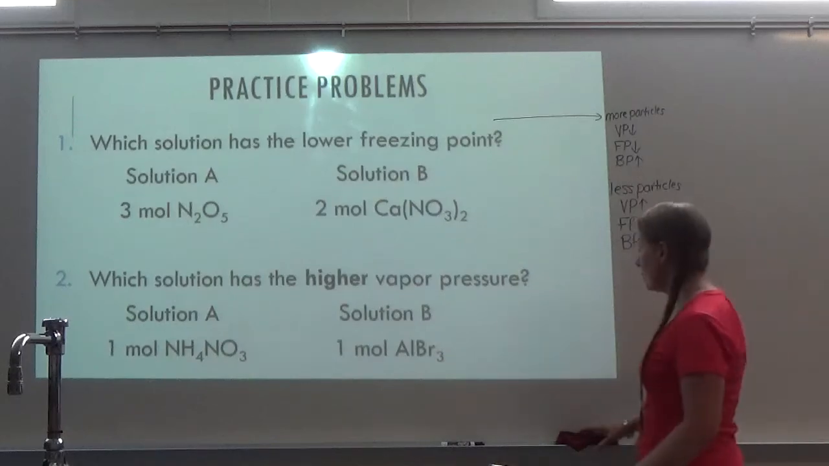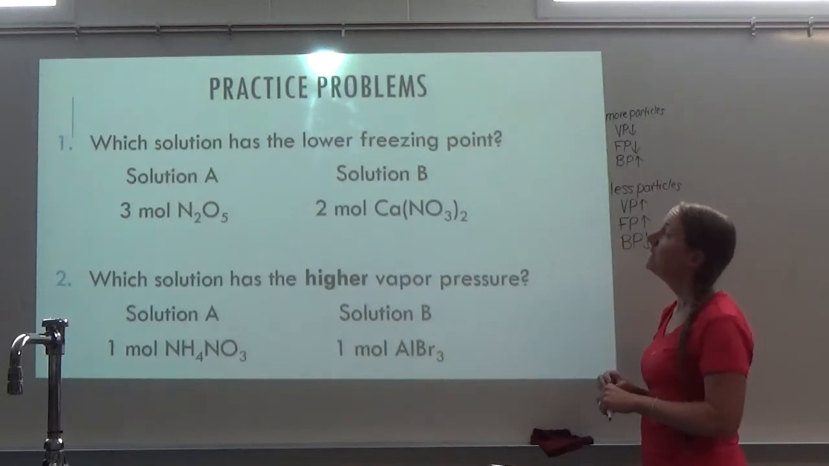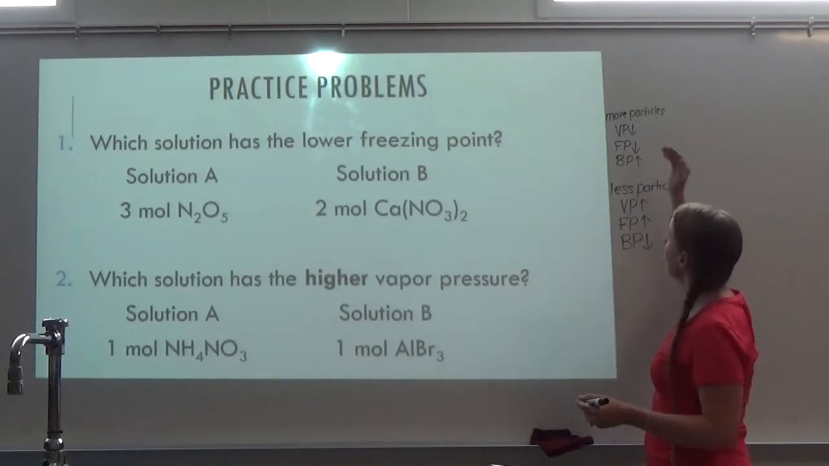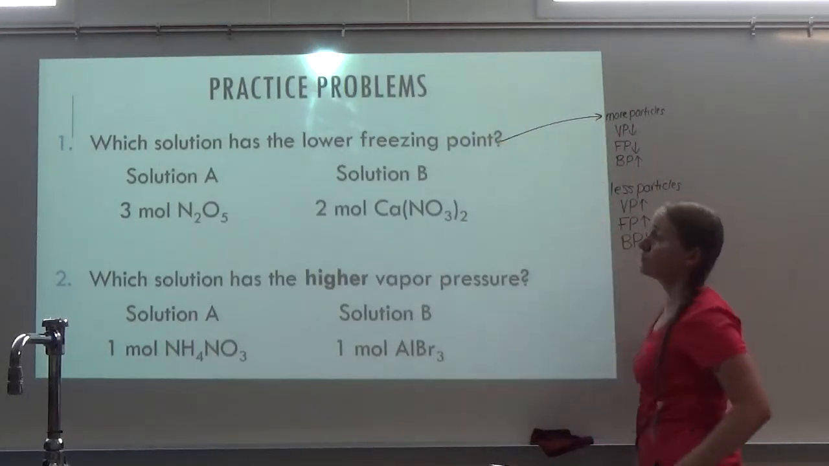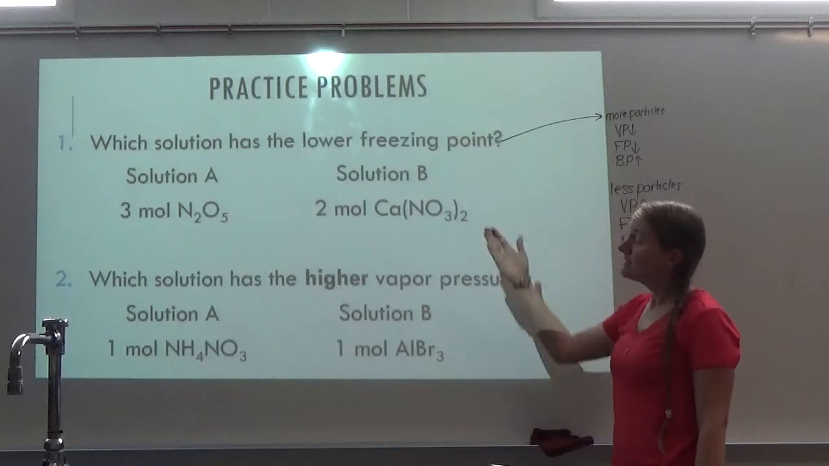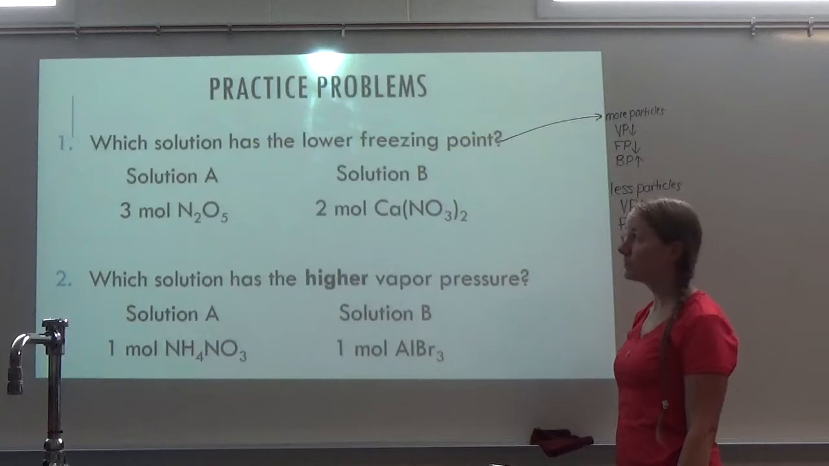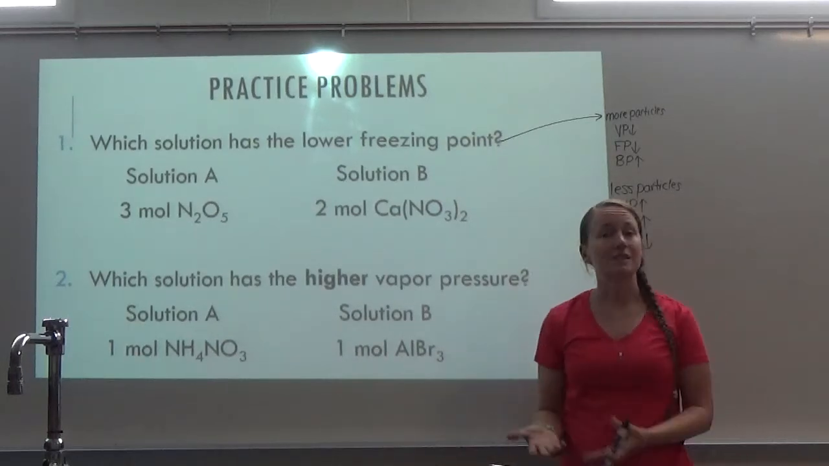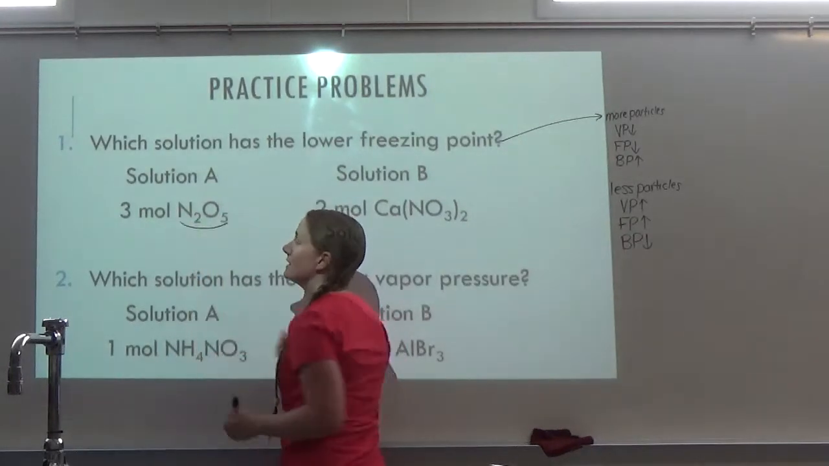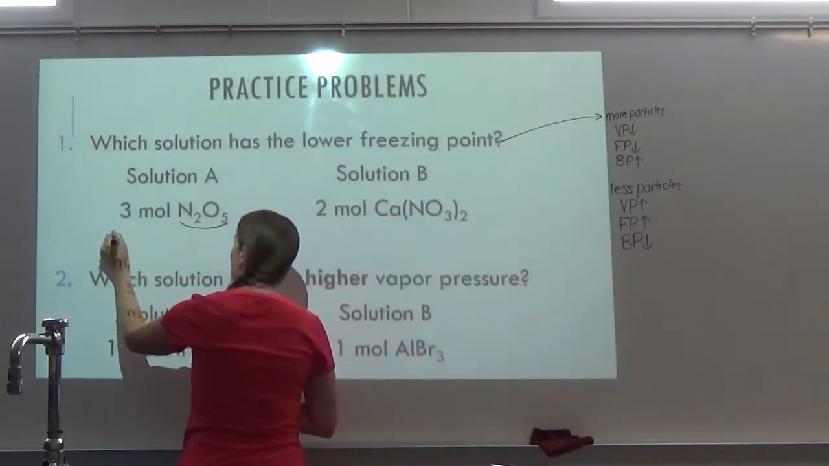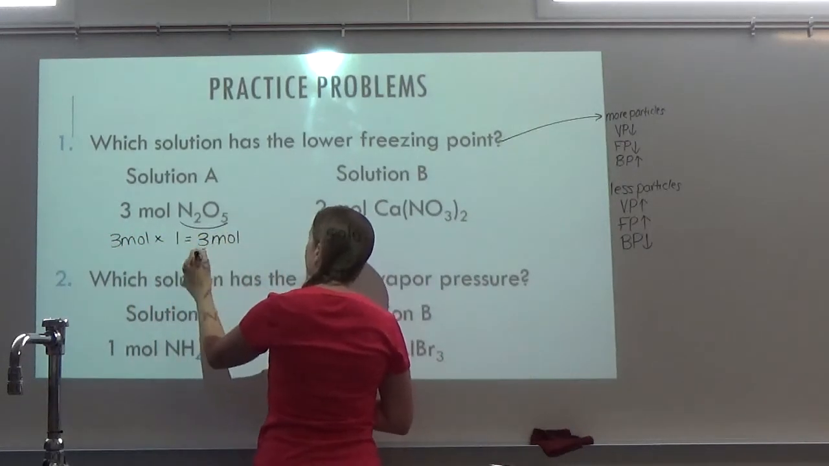All right, so let's look at 2 more. We'll look at the first one together, or if you're feeling confident, you can try the first one. So it says, which solution has the lower freezing point? So if I look, the lower freezing point is who has more particles. So we're looking for more particles again. All right, so solution A has 3 moles of N2O5. Solution B has 2 moles of Ca(NO3)2. All right, so first we've got to look, is anybody going to break up? Well, N and O are both nonmetals, so it is going to stay together. So 3 moles times 1 particle is 3 moles of particles.